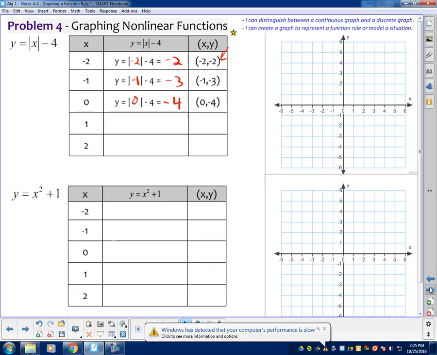It looks like an arrow. What does? Oh, yes, it does. We call it a V, though. It does kind of look like an arrow. You're right.